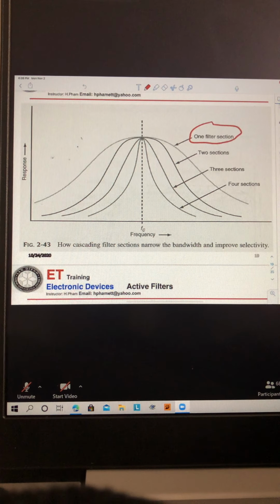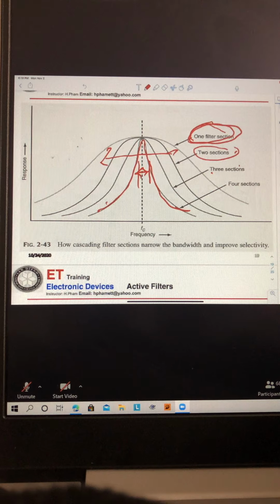Why will they be the best one? The thing is, they will be narrow. Okay? The bandwidth here will be small. That's what they want. Why don't they want one filter section? Too much noise. The channel is really, really high, wide open, so it's easy to get the noise. Okay?